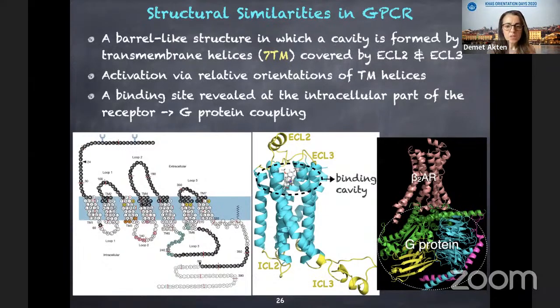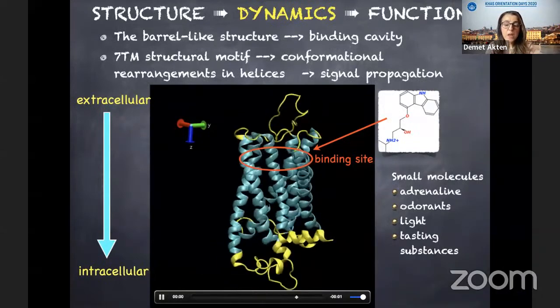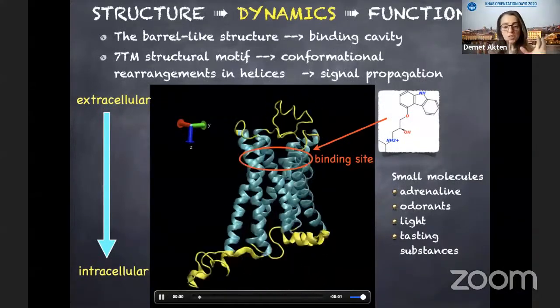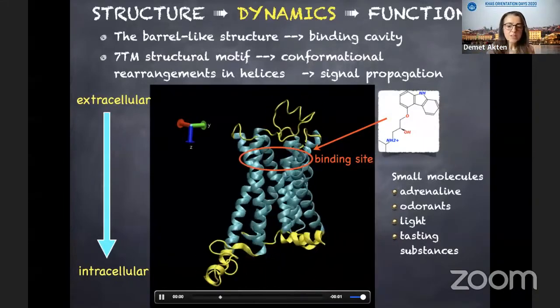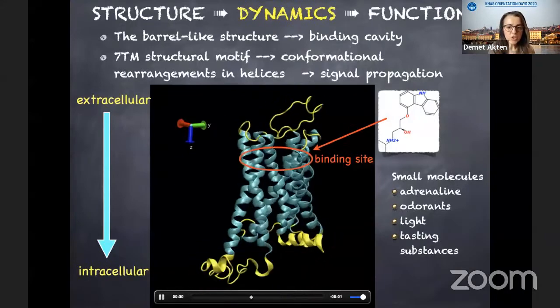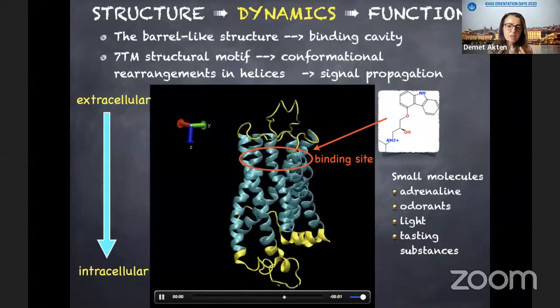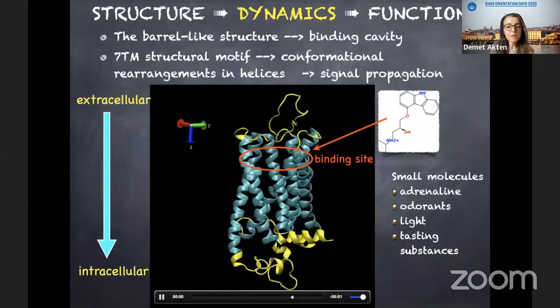This 7TM, as you can see, is a barrel-like structure in which there's a cavity formed on top and also at the bottom, at the intracellular side. This is where the G protein binds itself. And the upper binding cavity holds the small molecule. You can see here, a small molecule simply binds to this upper, extracellular side. And this signal propagation, the changes in the helical conformation, affects the lower, intracellular binding cavity to which the G protein will attach. The signal propagates just like this through the conformational variations. Okay, so the dynamic structure allows this signaling to reach its destination.